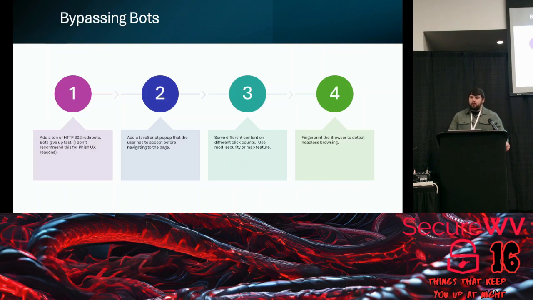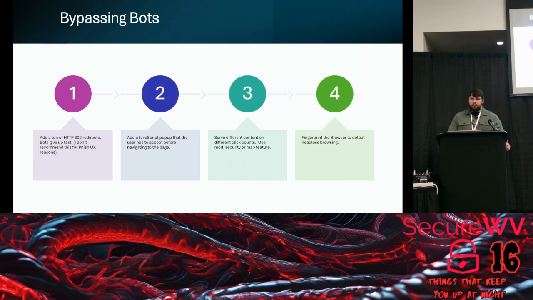Adding a bunch of HTTP 302 redirects to our pages as well. A user doesn't see it, but a computer sees it and gets really annoyed and may give up after a while. I don't really recommend it, but just from user experience, the user might get annoyed, but a computer, if you get enough 302s, it will stop following the redirect after a while, and that can give up. Add a JavaScript pop-up to your phishing pages that you have to accept, like GDPR cookies, because that can stop crawlers and bots as well.